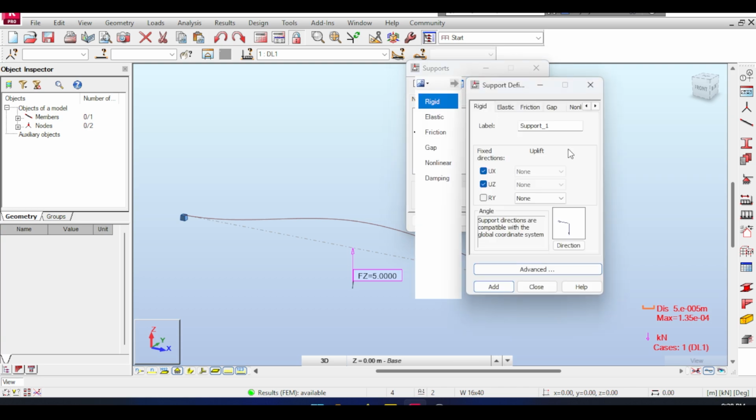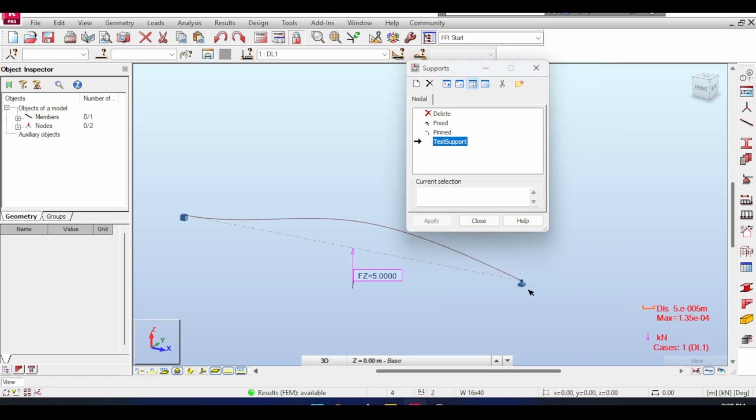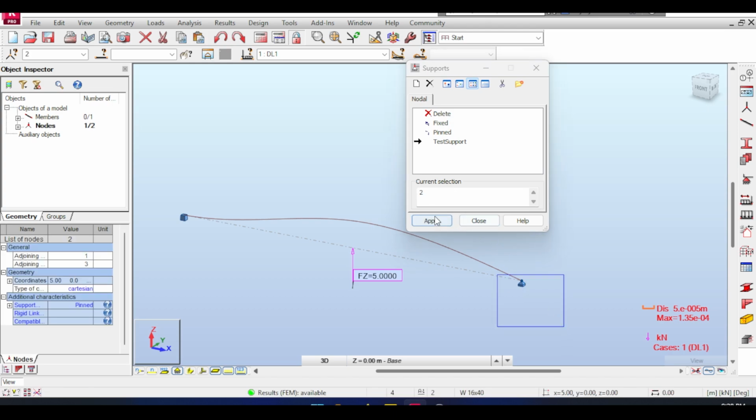I'll call it test support here, because we're going to test a lot of things here, so test support. And I'm going to release all the directions. I'll add that thing and close. Of course, now I can add it here, so I can select this node, and I can apply it.